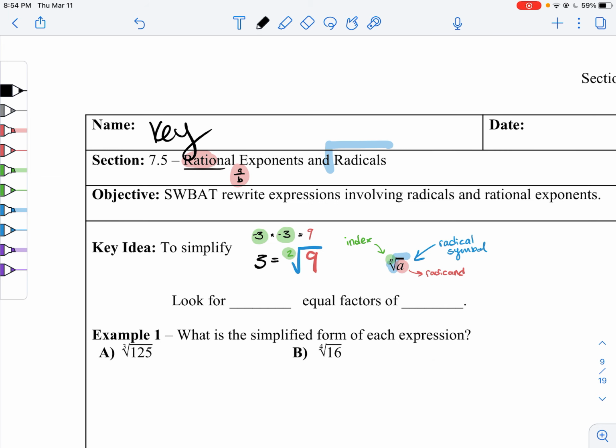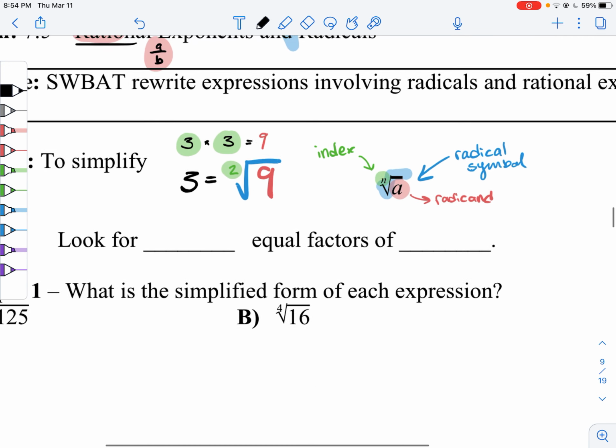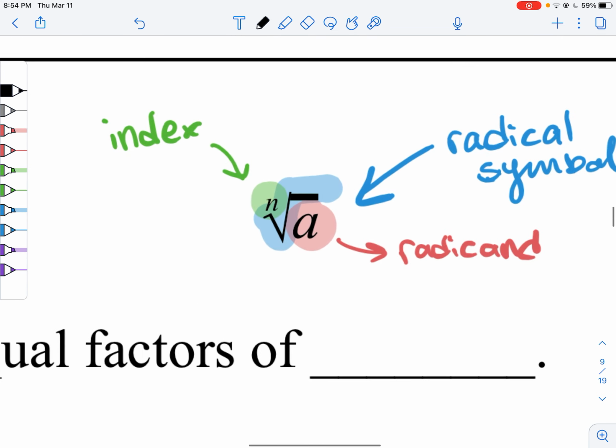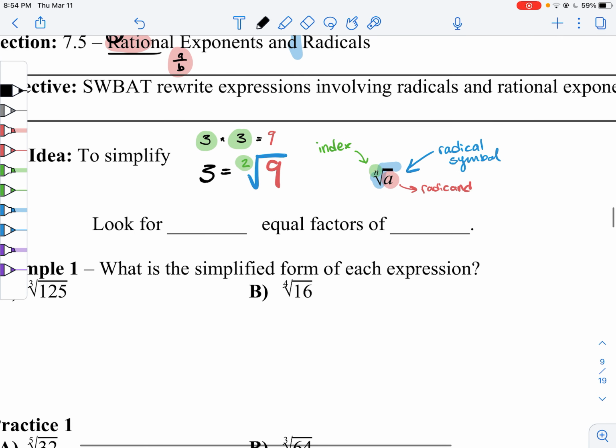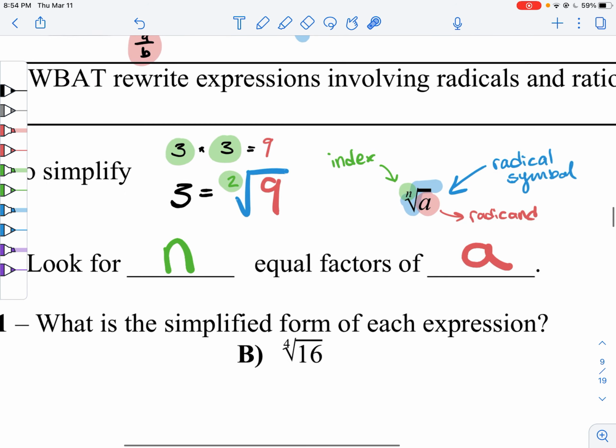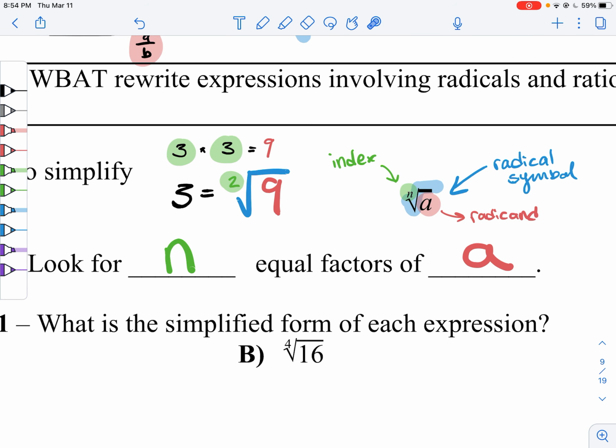So when you see this symbol, it says you're looking for some number that when you multiply it by itself n times, you get a. We call that looking for n equal factors of a. Here, when n was 2, we're looking for 2 equal factors, so 3 appears twice to get 9.